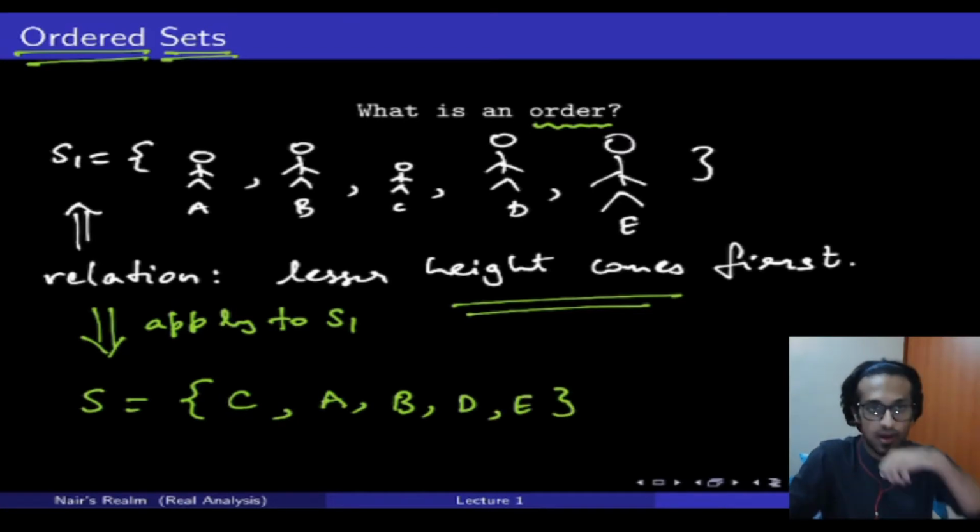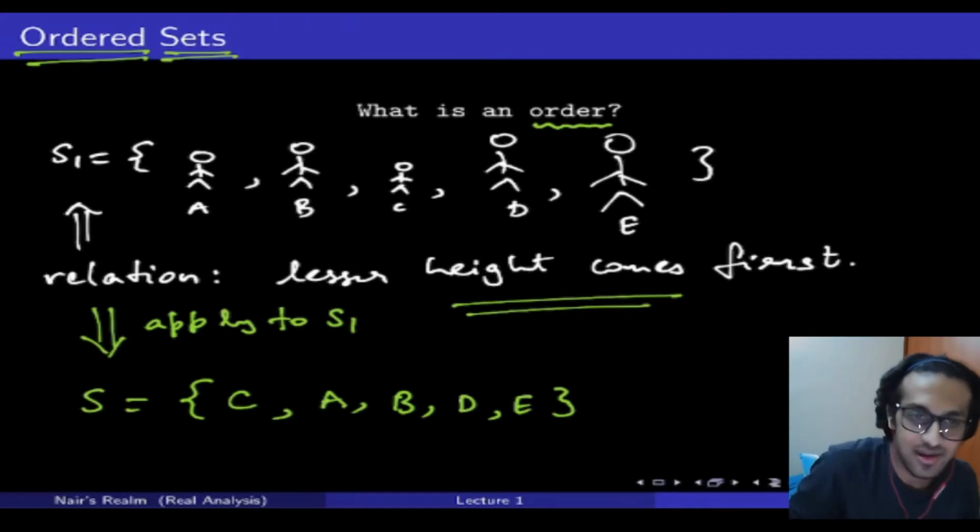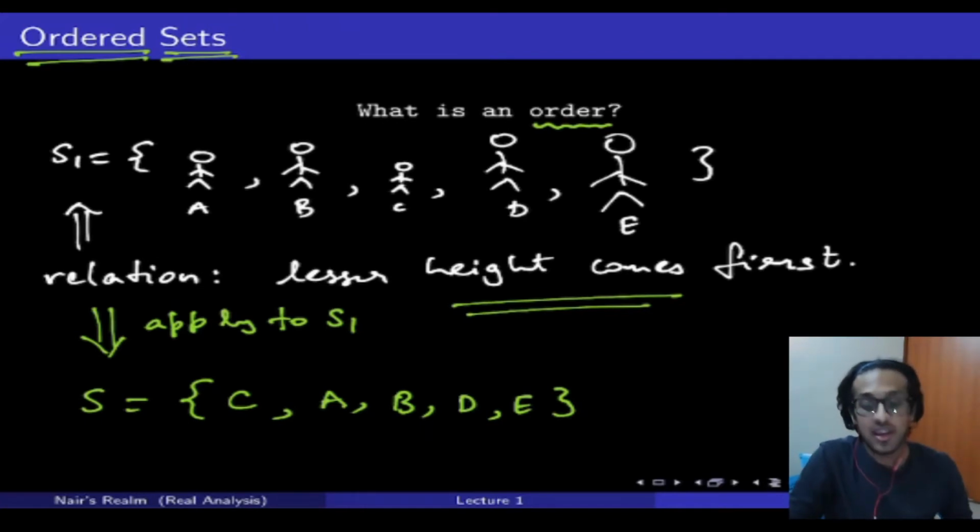So if you can see, what happened is I had a set S1 in which the arrangement of the people or the entities in the set didn't matter. If A was the first element or E was the first element, it wouldn't really matter to me, right? Because at the end of the day, S1 just represents a set of people with distinct heights.